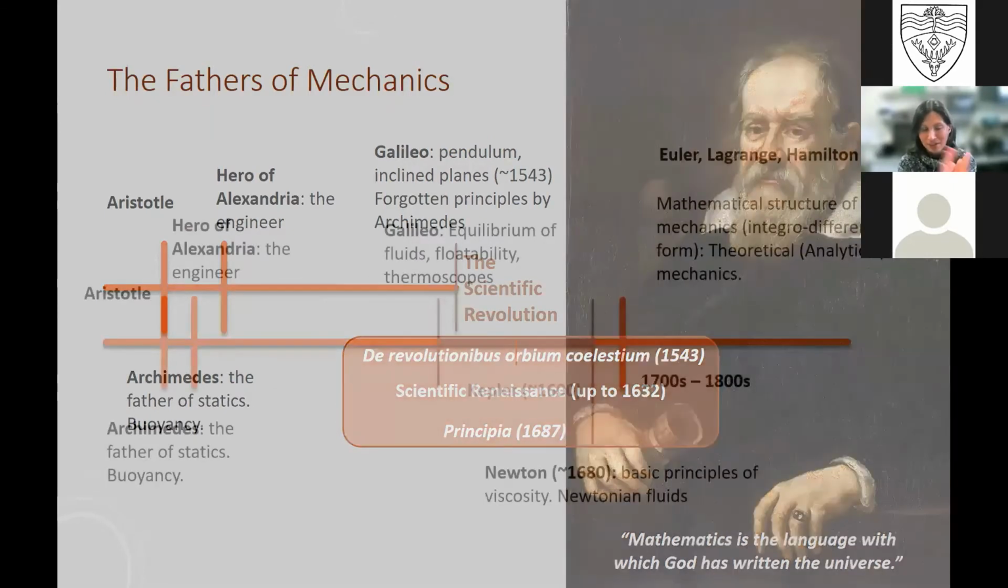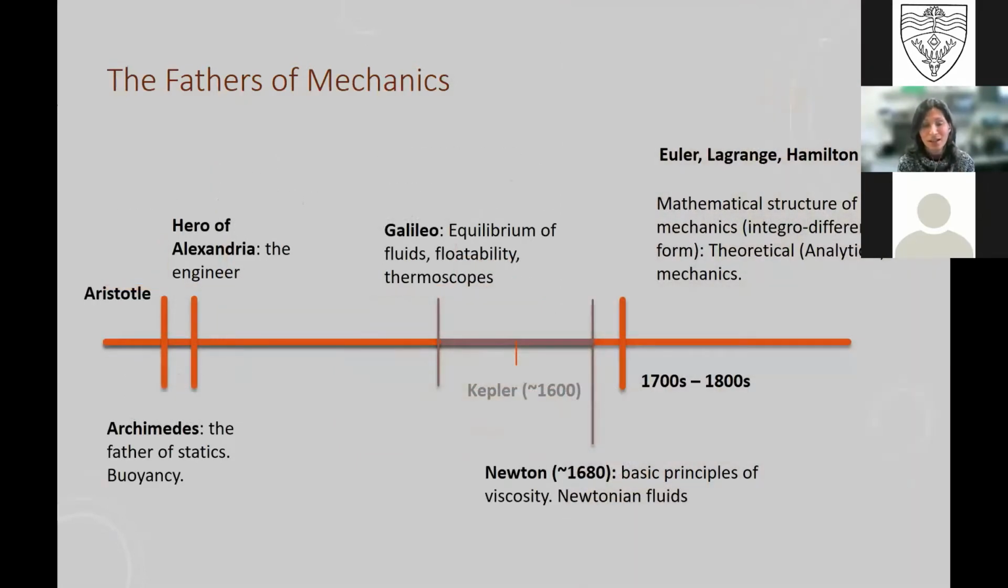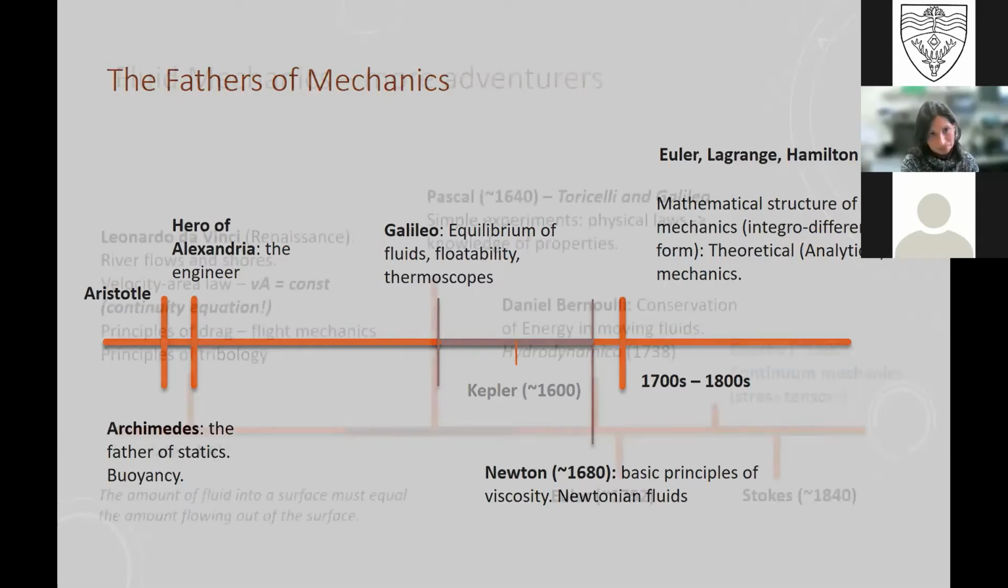Galileo did a lot of things, but again, he worked also intensely with fluids, and he did quite a lot of things on floatability, for instance. Then we have Kepler. We have Newton. So you know Newton for many things, but I don't know if you knew that he started or established the basic principles of viscosity. So we have something that I'll talk about later, which is called Newtonian fluids. And then I'll be talking about Euler, Lagrange may mention him, but they are more in the mathematical side of things.